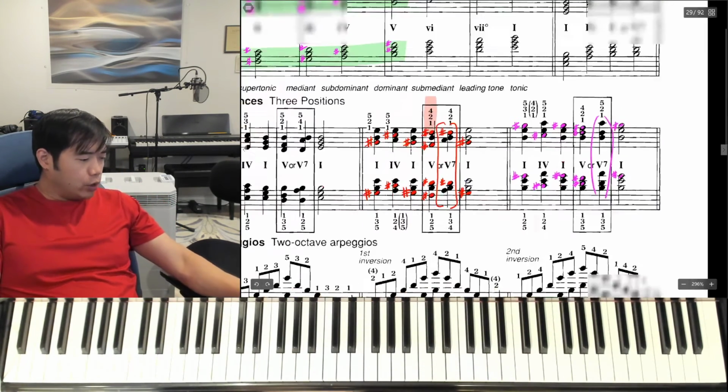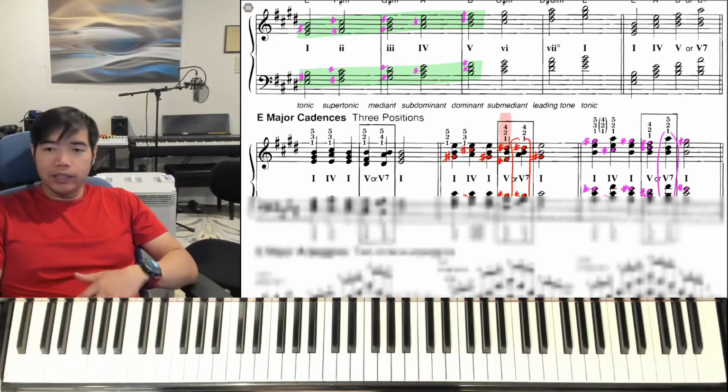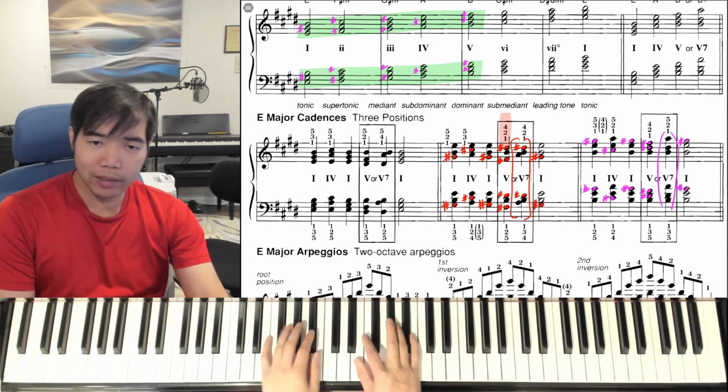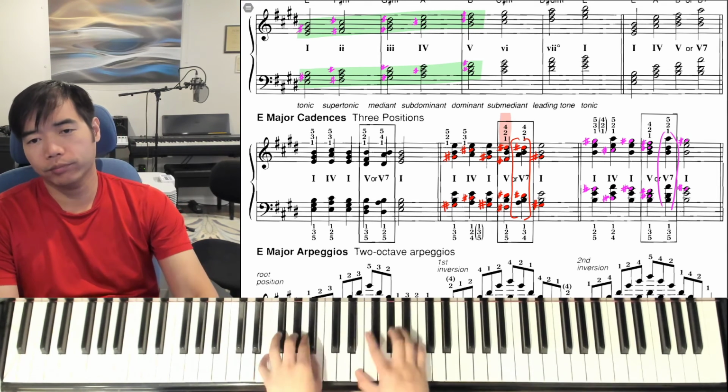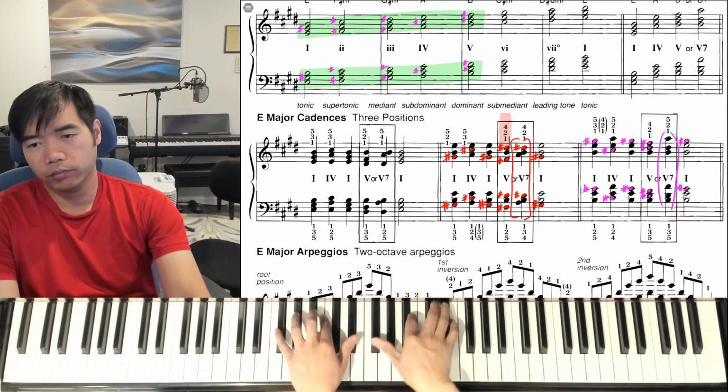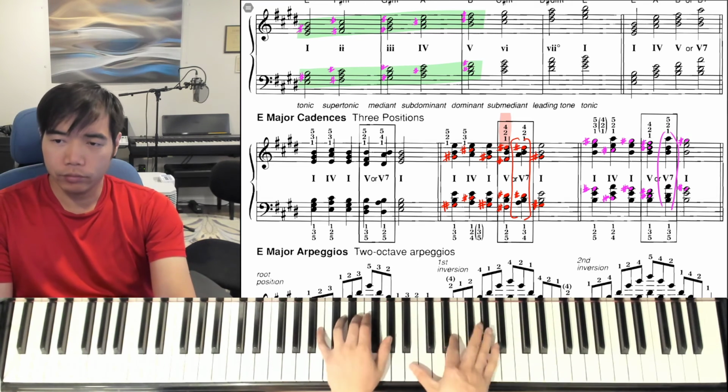So once you have mastered each of these cadences, starting in the different inversions, you can play them sequentially. Here's starting in root position. First inversion. Second inversion.